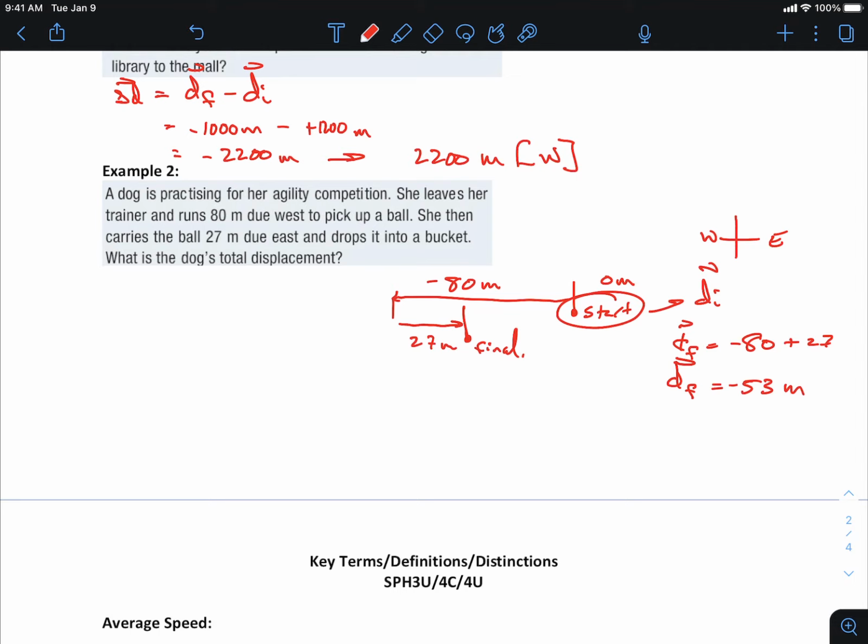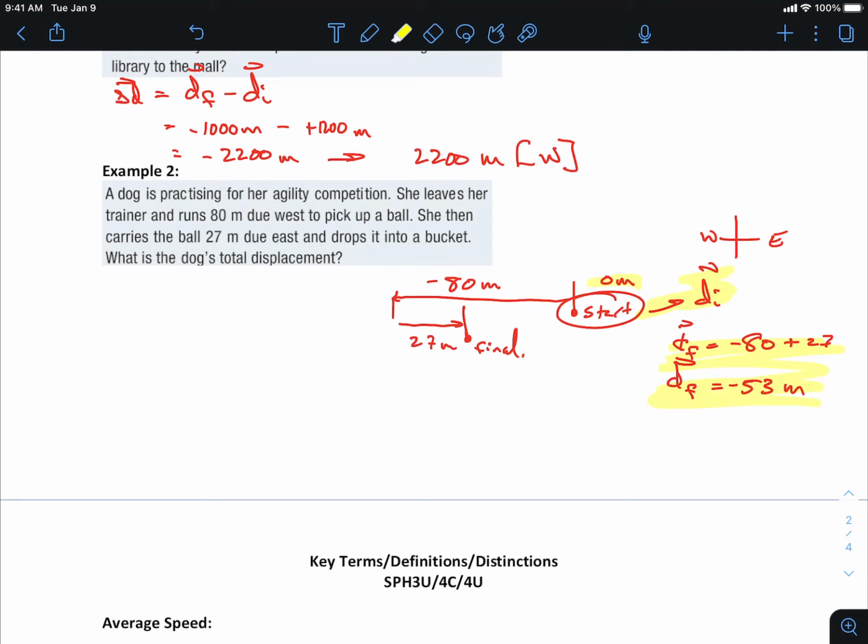Now, the importance of doing it this way, I know most of us could probably go, okay, they ran 80 meters to the left, and then 27 meters to the right, right? So we know that the dog finished on the left side of the 0, in the west direction. But the reason why I show you this method, figuring out what DI is relative to DF, is because what if we're not starting at 0? Like in terms of our reference frame, maybe we started at 50 meters towards the east. That's going to change the displacement.